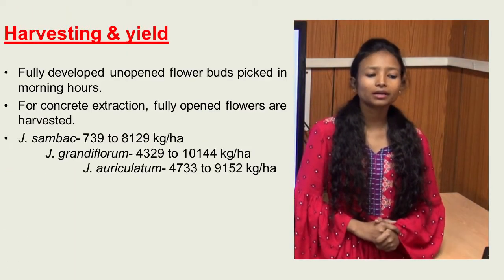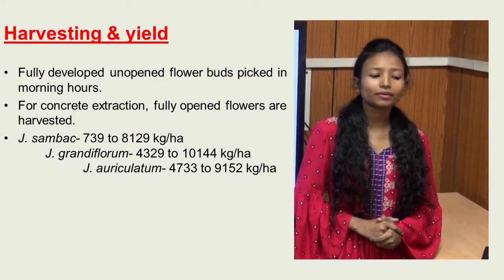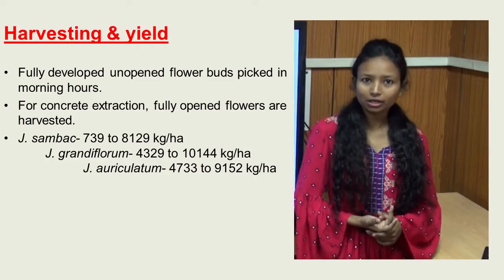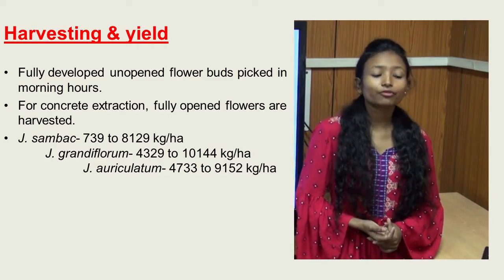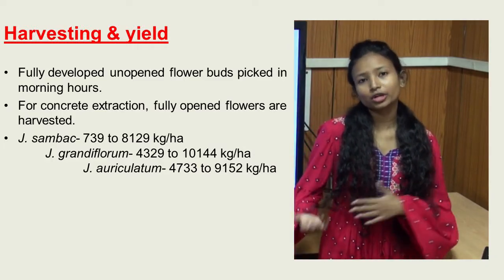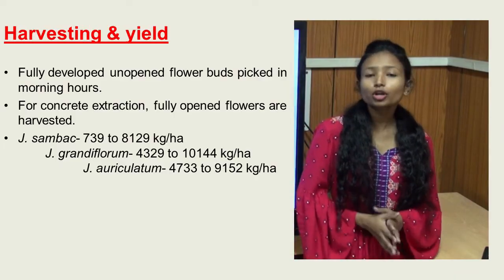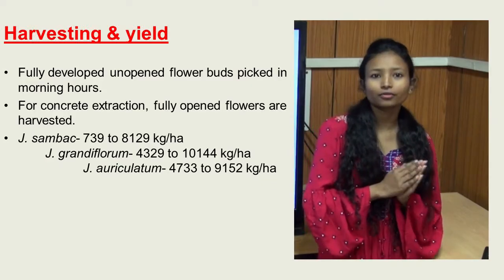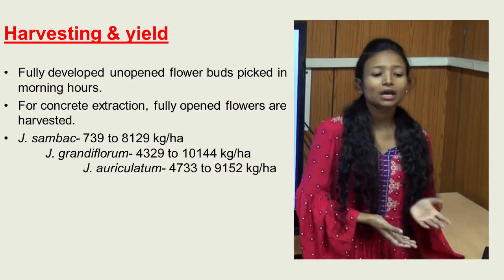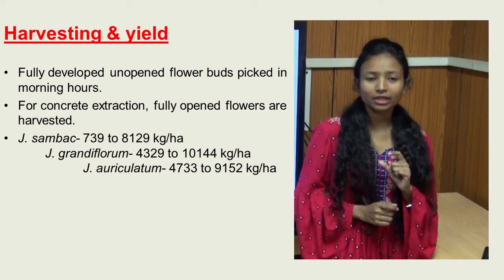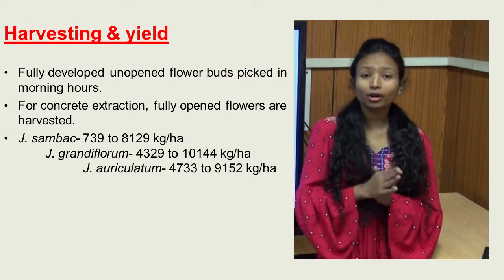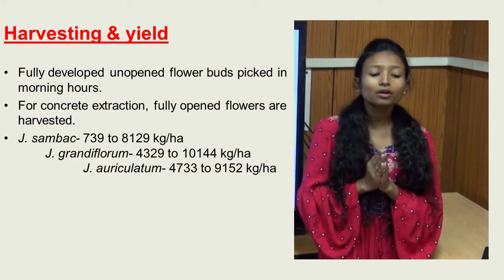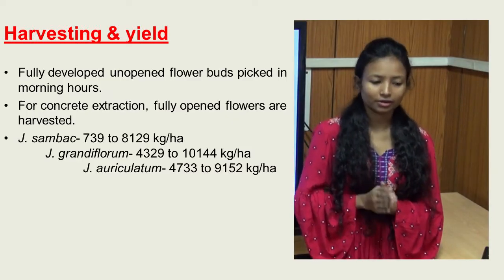Under harvesting and yield, the flower buds, when they are fully developed but still unopened, are plucked mainly during the morning hours. But for concrete extraction, that is for the production of perfume or essential oil, fully opened flowers are harvested. So there is a difference. For other loose flower purposes, they are harvested when the flowers are in bud form. But for the concrete extraction, for perfume or essential oil extraction, fully open flowers are harvested.